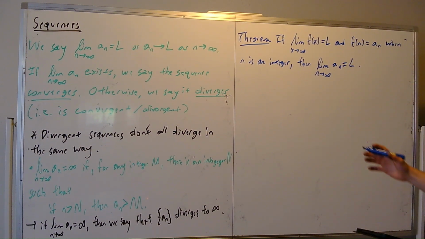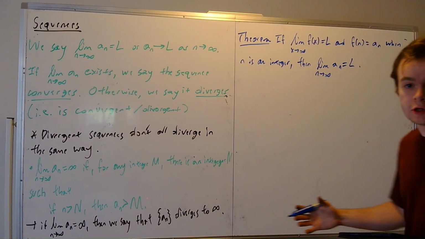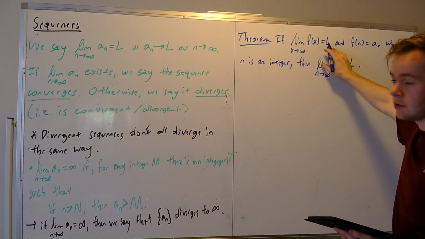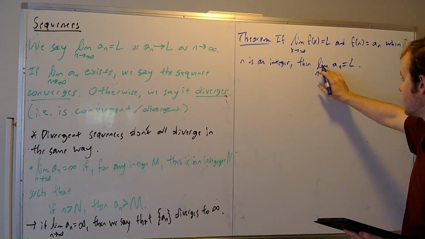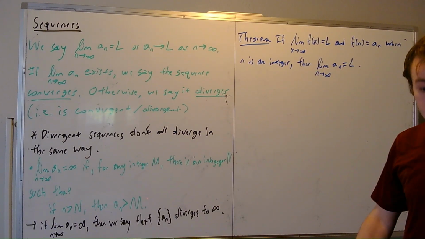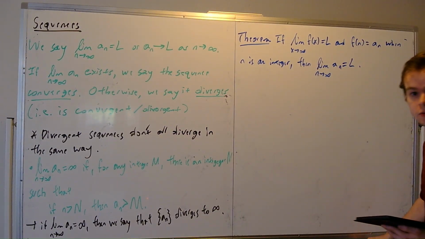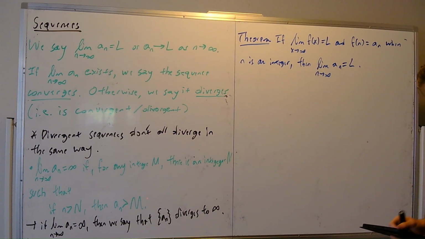Right? So if you've got your function that you're describing your sequence by, then you can just take the limit of your function, and if that's equal to some number, then you'd say that your sequence also converges to that number. So that's just a helpful tool in order to tell when our sequence is converging.